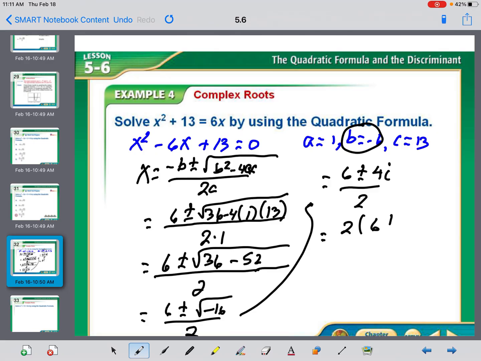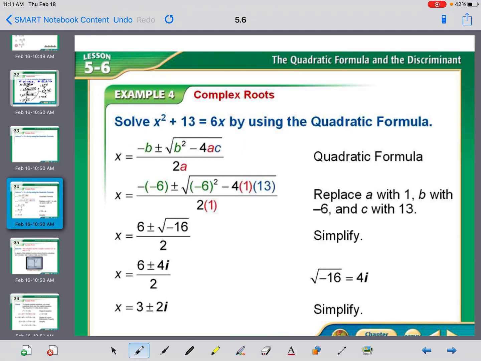Got a common factor of 2 again. So take 2 out of both terms of the numerator. It cancels with the denominator 2. That's 3, and so the answer is 3 plus or minus 2i. It's actually 3 plus 2i and 3 minus 2i.